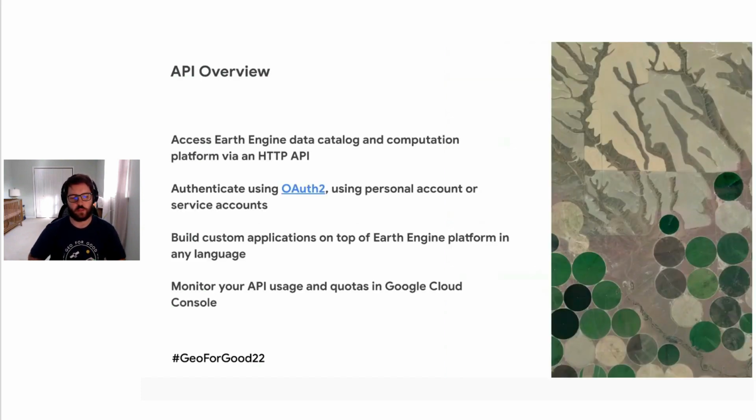So, brief overview. The REST API allows access to the Earth Engine data catalog and computation platform through HTTP requests. So it's like any other REST API that you would encounter, where you send over a JSON body and hit a particular endpoint, and then you can get back those results. Additionally, you can authenticate with OAuth 2 using your personal or service accounts. So it integrates with local environments, or even better, in a cloud environment. You can also build custom applications on top of Earth Engine in any language by using the REST API. Currently we support, and I'll talk about this a little bit later, the JavaScript and Python client APIs. With the REST API, you can then extend to other languages like Java or Go or something like that. And then with the integrations with cloud, we can now monitor our API usage and quotas.